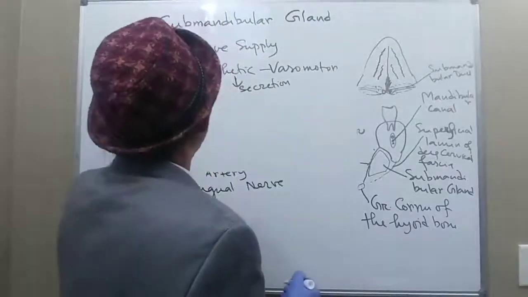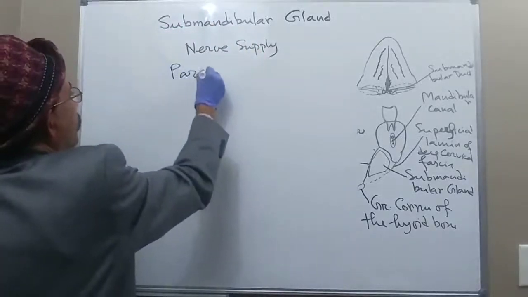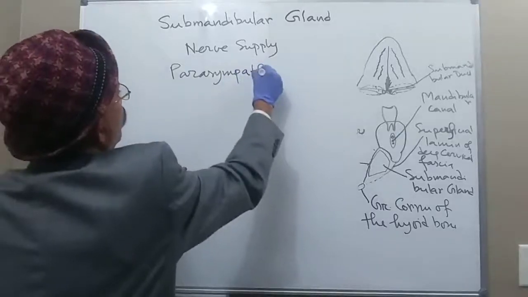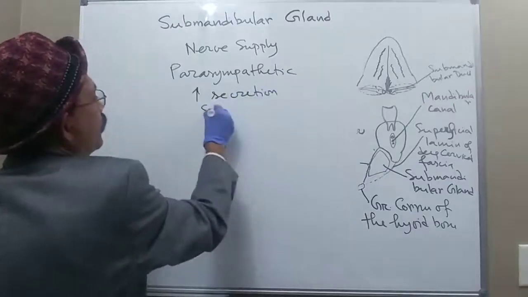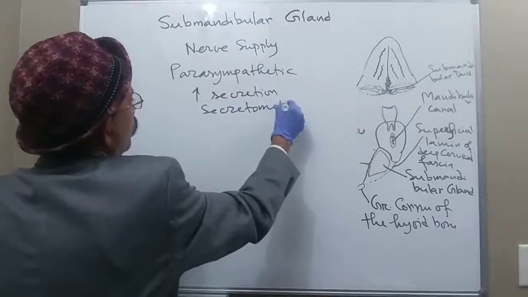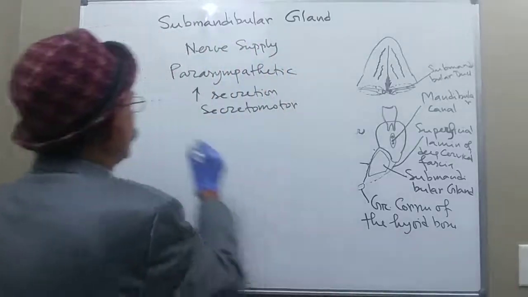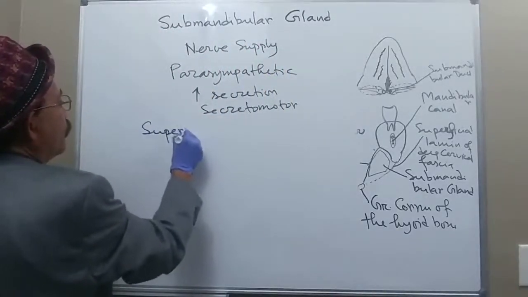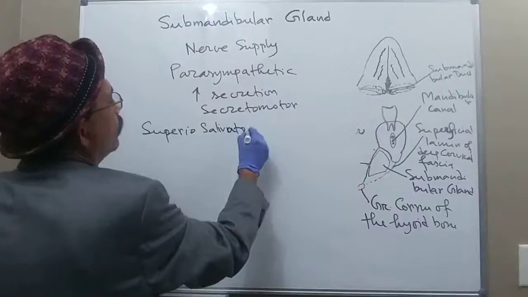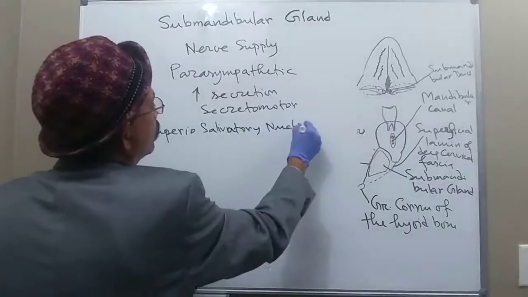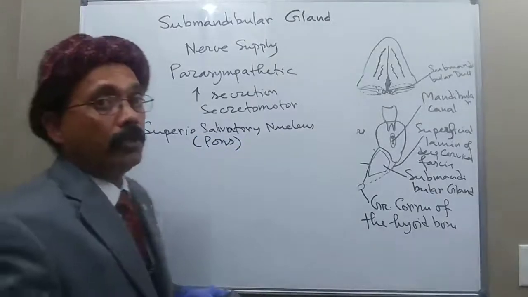Okay. Now we'll go to the parasympathetic innervation. Parasympathetic. That is secretomotor, increase secretion. It is secretomotor. Okay. What is the source of that? It will come from the superior salivatory nucleus. Where is it located? Superior salivatory nucleus, in the pons. Which part of the pons? Lower part of the pons.